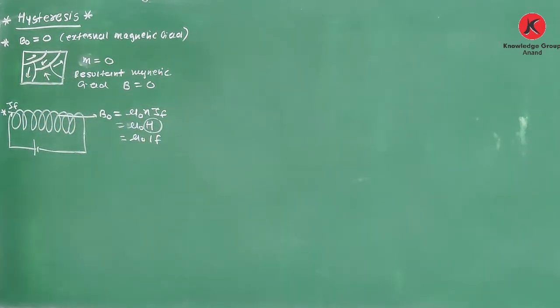Okay. Now, if ferromagnetic material is placed inside this solenoid, then due to this uniform magnetic field, we know that the domain structure starts getting distorted. Yes or no?